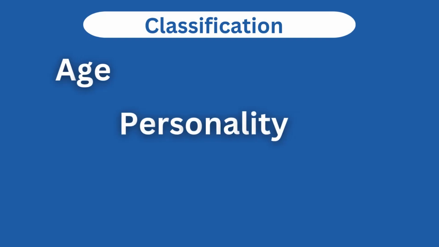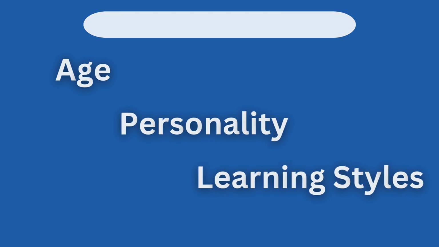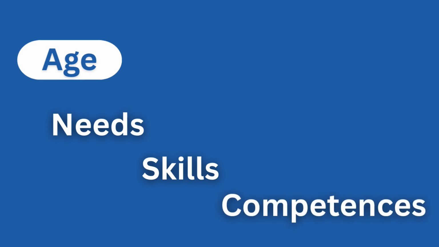Learners are classified in terms of age, personality, or learning styles. Considering age as a criterion of classification, learners have specific needs, skills, and competencies to acquire at specific ages. For example, at elementary ages, learners are responsive to playful and creative teaching.